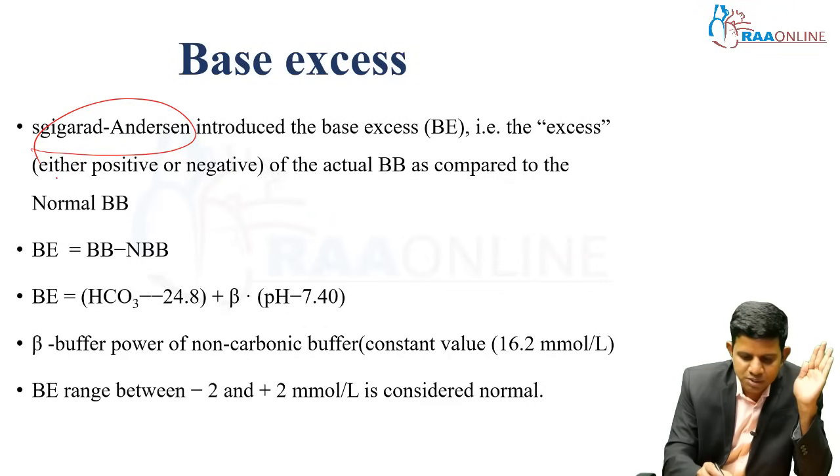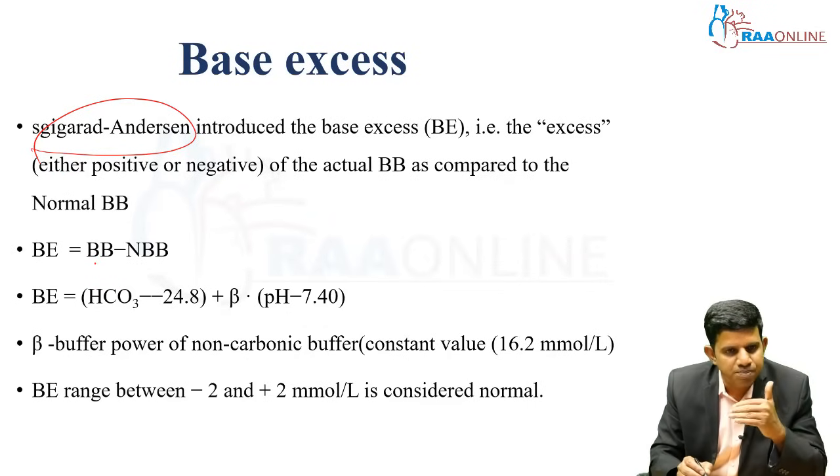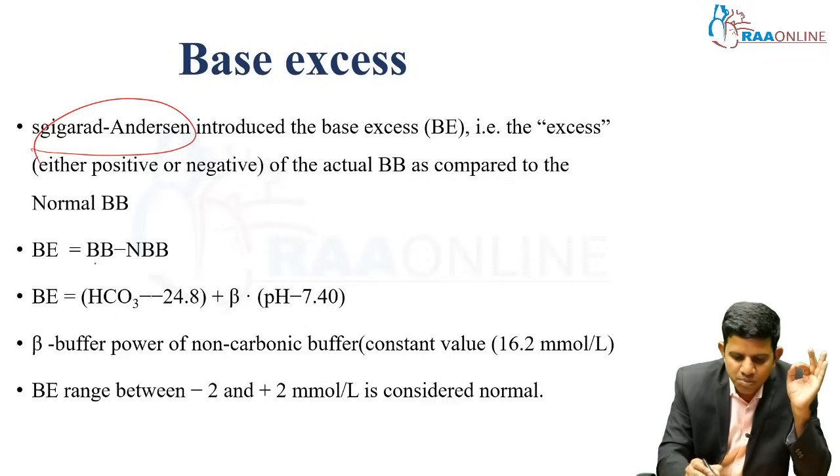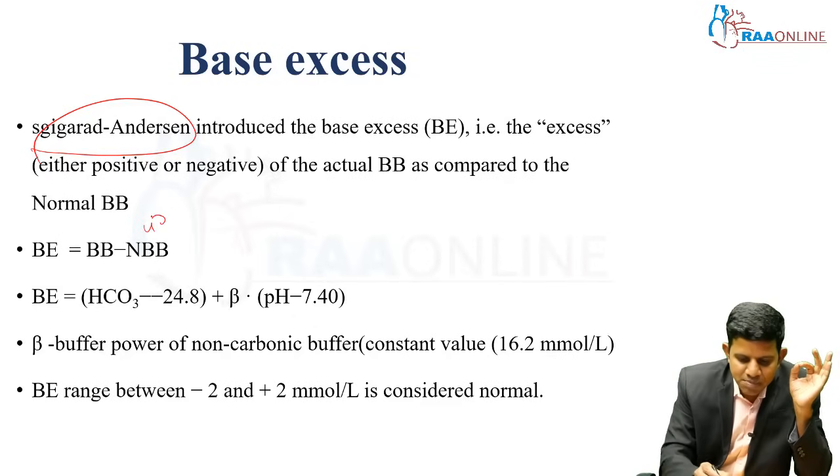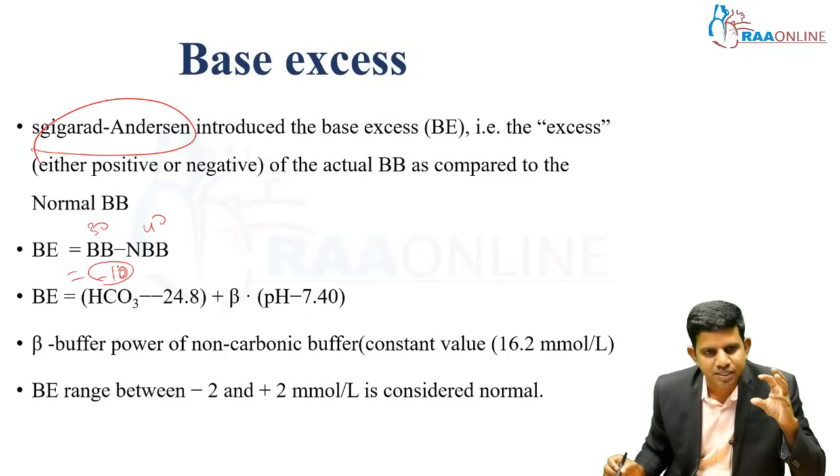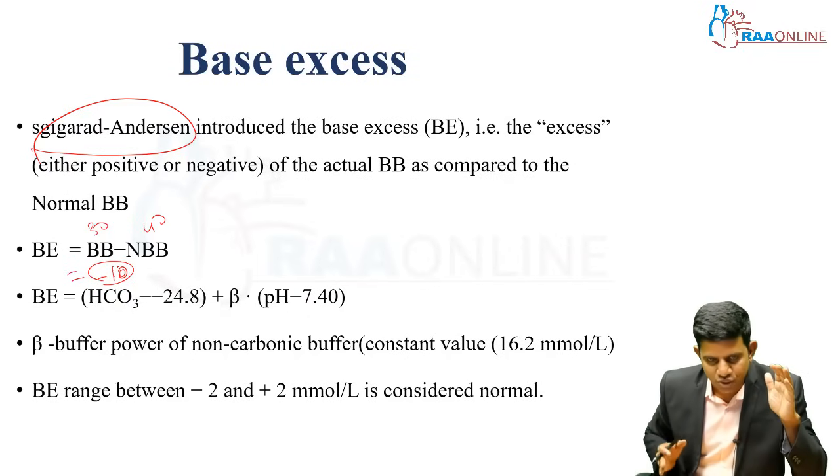Base excess means the difference between the actual buffer base in the body compared to the normal. For example, the normal buffer base is 40. My patient's buffer base is 30. So the base excess is minus 10. So base excess is the difference between the actual buffer base in the body and the normal buffer base. It's the difference between these two that is called base excess.